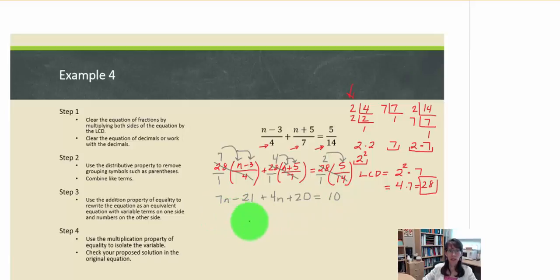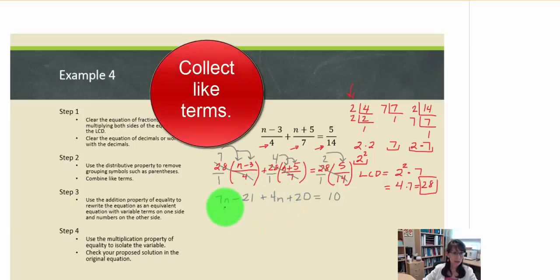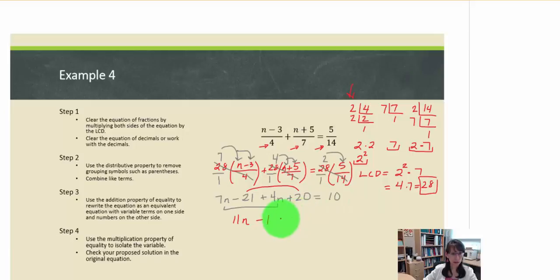So now it's more clear to see that we do not have any fractions remaining, but we do have a lot of terms here, so we need to collect our like terms. 7n and 4n are like terms, and then we have negative 21 and 20 are like terms. So 7 plus 4 would give us 11n. Negative 21 and positive 20 would give us minus 1. And that is all equal to 10.